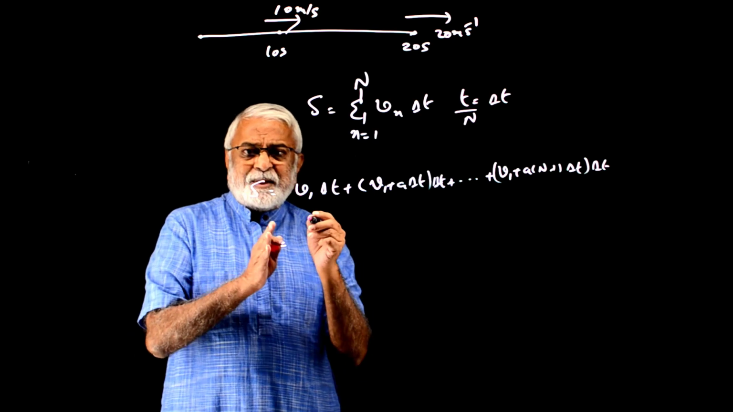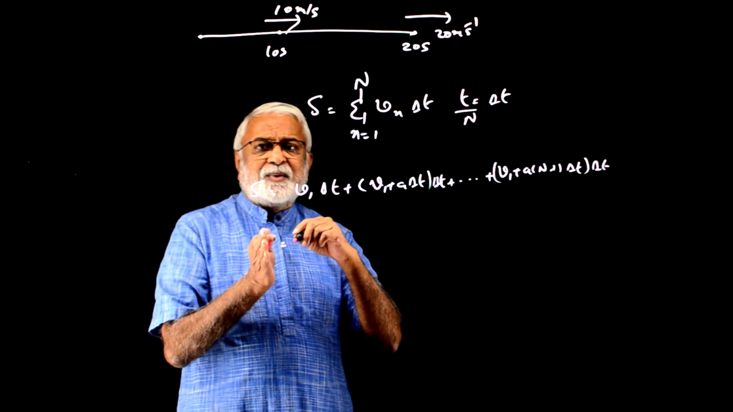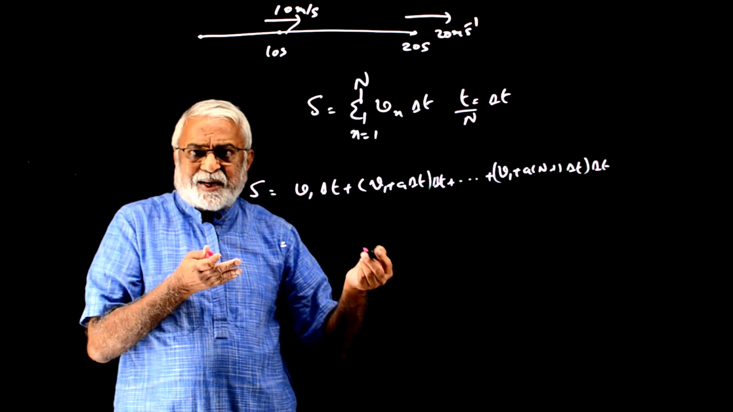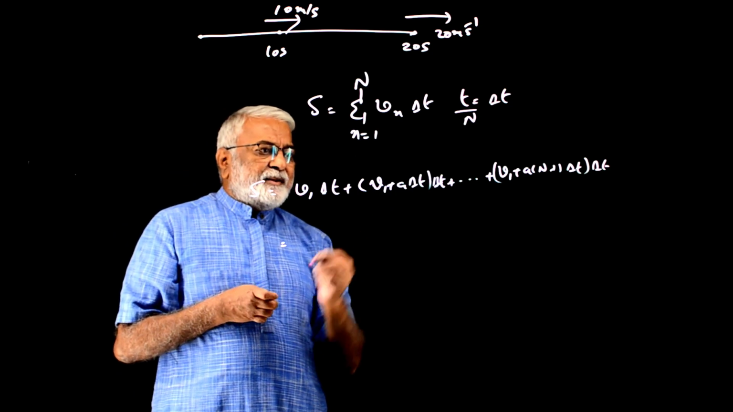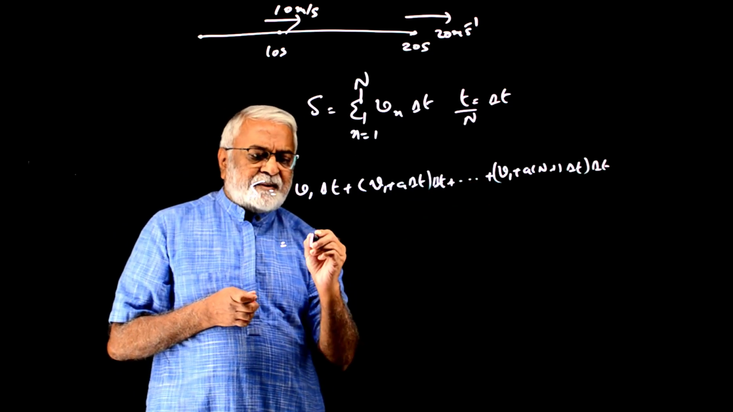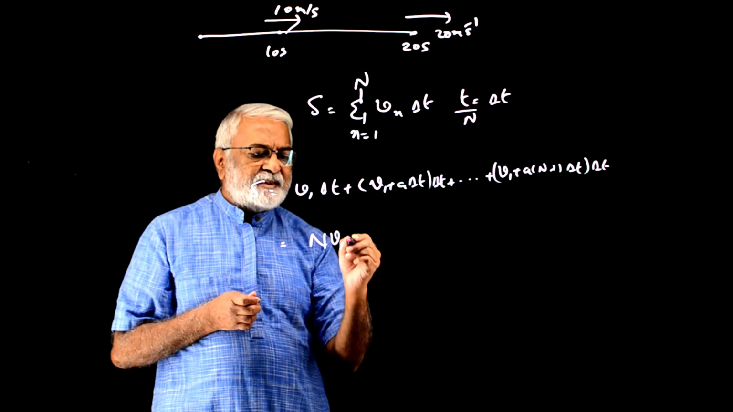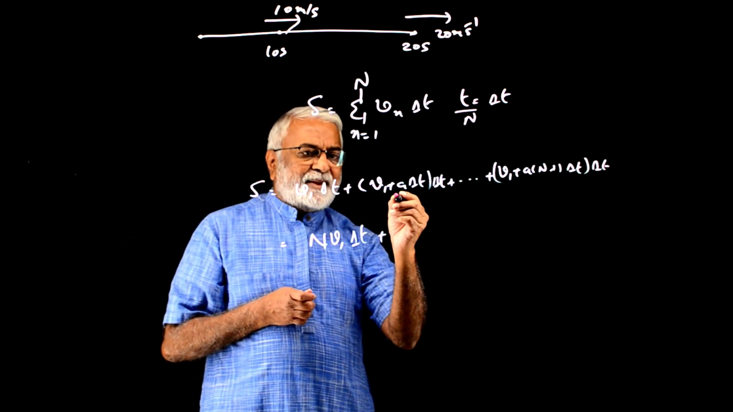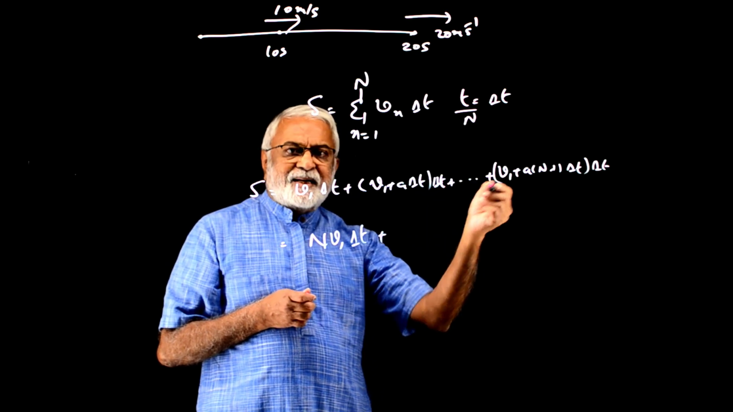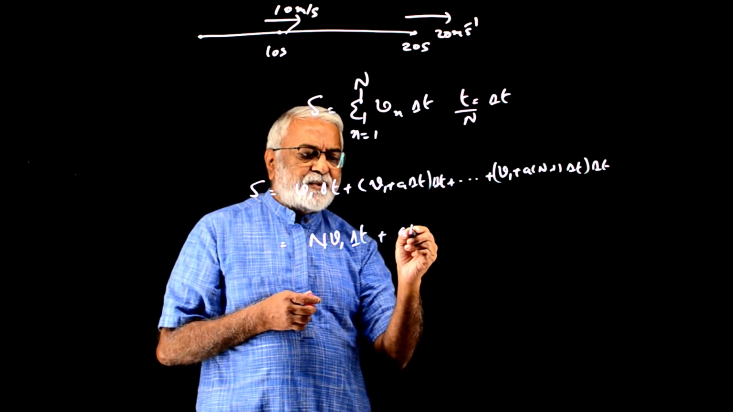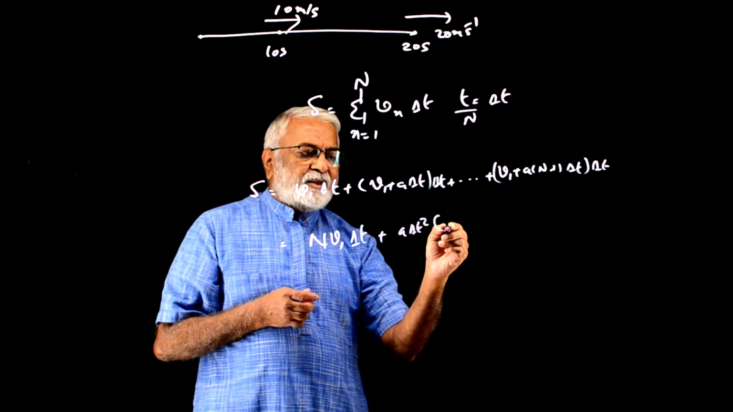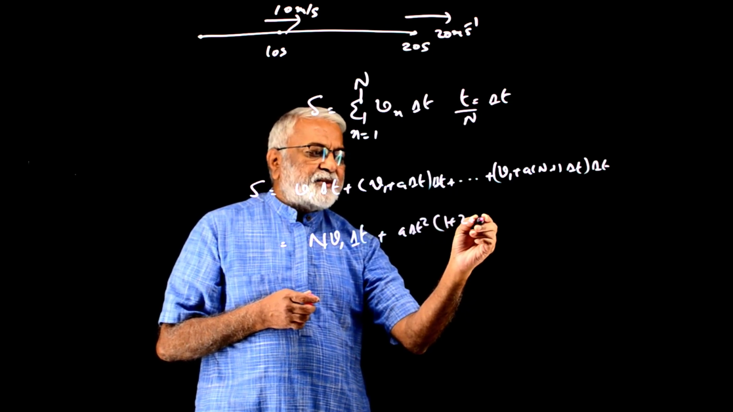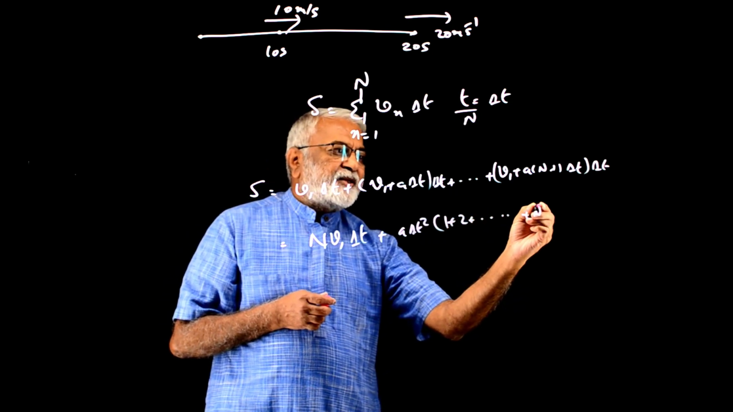Let's not bother about whether v1 is the velocity at the beginning of the interval or at the end of the interval. We'll show that it is irrelevant actually. This will be n times v1 delta t plus a delta t squared plus 2a delta t squared. So a delta t squared comes out common into 1 plus 2 plus up to n minus 1.